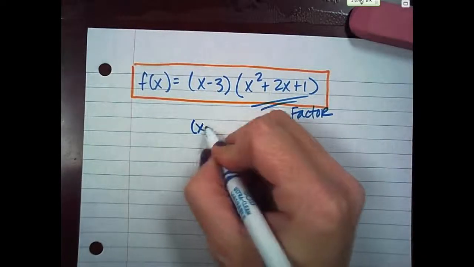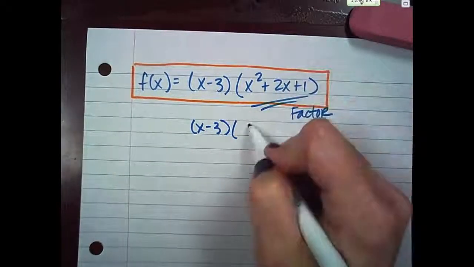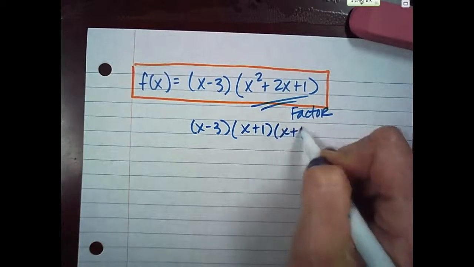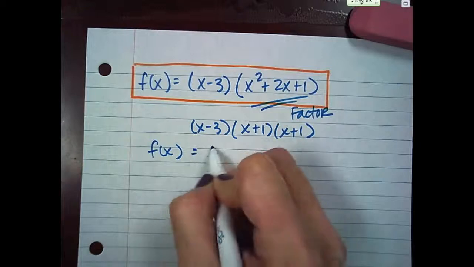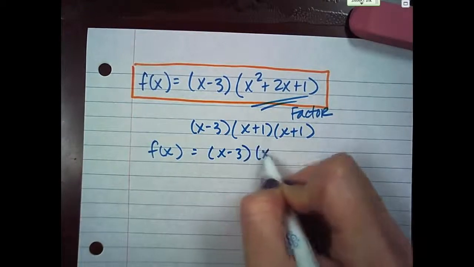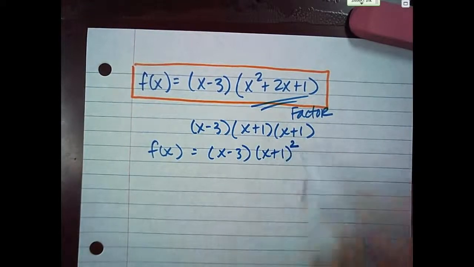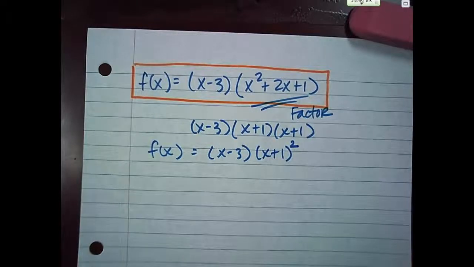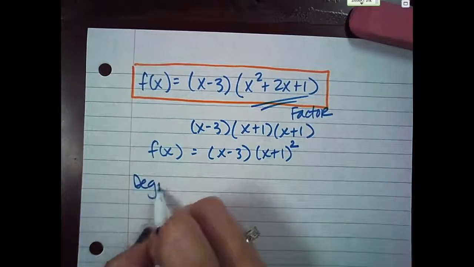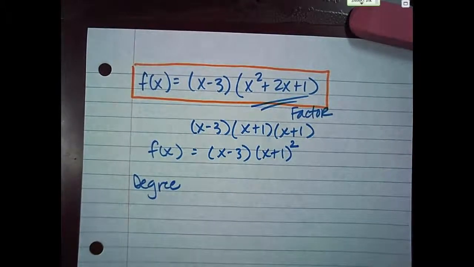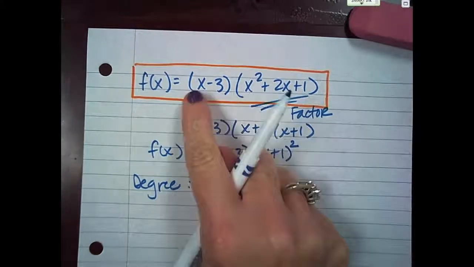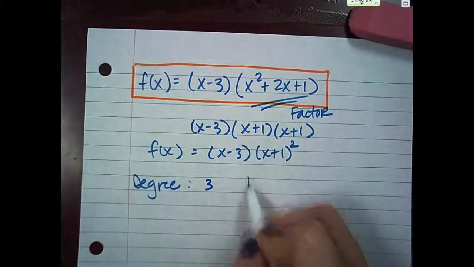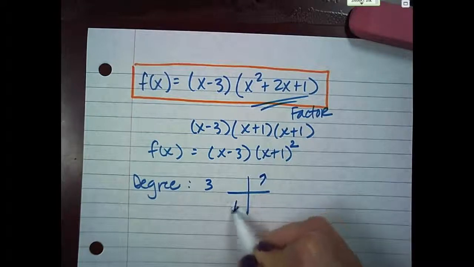So you already had an x minus 3. This is x plus 1 times x plus 1, correct? Which we're going to call x minus 3 times x plus 1 what? Squared. So the degree of the polynomial is how much? Yeah, and it makes sense. An x cubed times an x is x squared times x is x cubed. So the degree is 3. So your end behavior would be this.